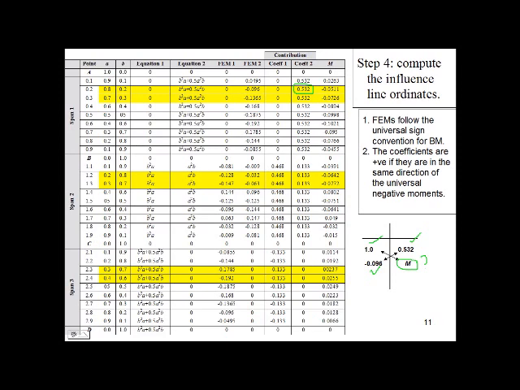The bending moment at end BA equals 0.532 multiplied by negative 0.096. The result comes up to be negative 0.0511.